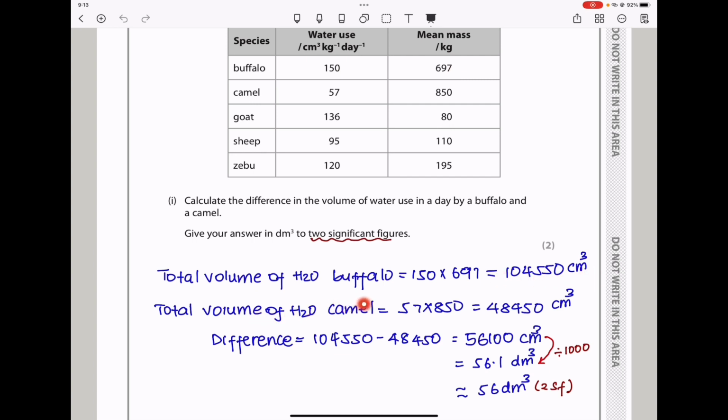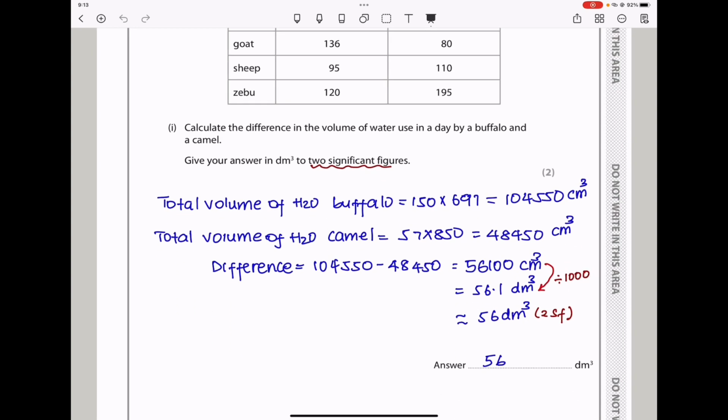And then the volume of water for the camel is going to be that times that, which gave us 48450 centimeters cubed. Now, the difference in the amount of water used up is going to be that minus that, which gave us this. But the answer is supposed to be given in decimeters cubed and not centimeters cubed. So to convert centimeters cubed to decimeters cubed, you have to divide by 1000. So I got 56.1 decimeters cubed. And to convert this to two significant figures, it became 56 decimeters cubed. And that was my answer.